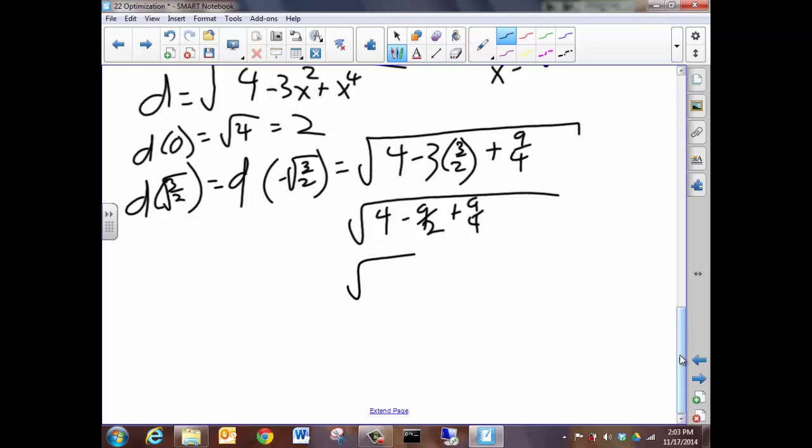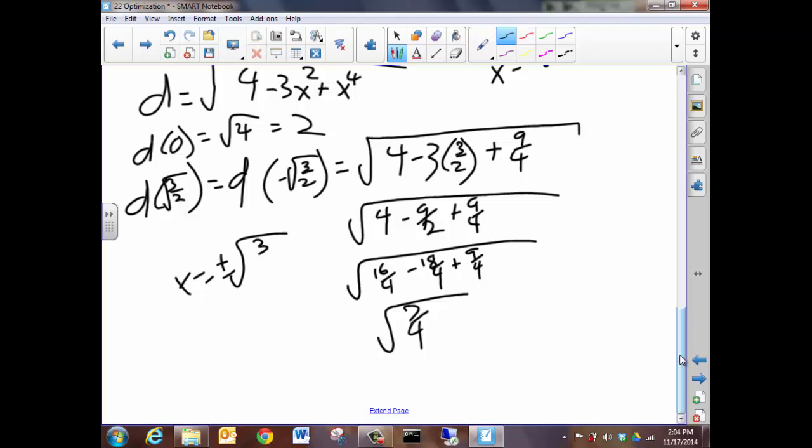And then let's go to fourths, right? 16/4 minus 18/4 plus 9/4. 16 minus 18 is negative 2 plus 9 is 7. So I get the square root of 7/4. That blows your mind there? That's impossible to do at this time of day, isn't it? It's less than 2. So the closest points are plus and minus square root of 3/2.